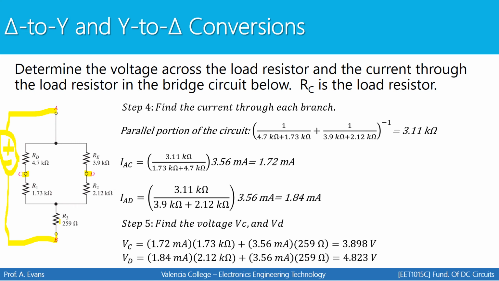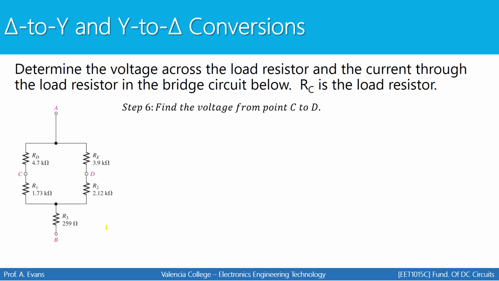And then here's the voltage for point D. The current through R2, which is this branch, times R2, plus the voltage for R3, which is the total current times R3. So I have the voltage at point C and I have the voltage at point D. Again, when we say at a point, it means from that point to ground. So from C to ground, from D to ground, I found these two voltages.